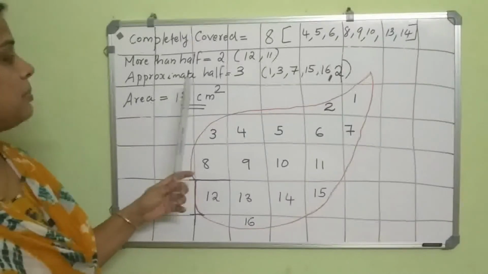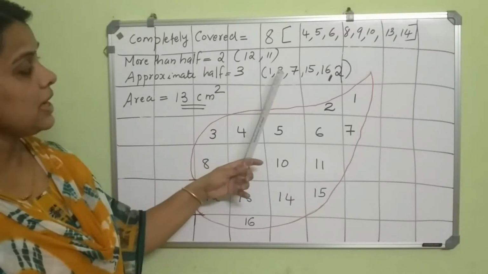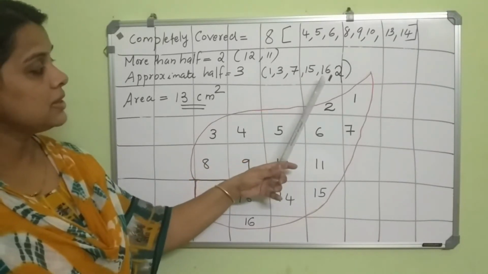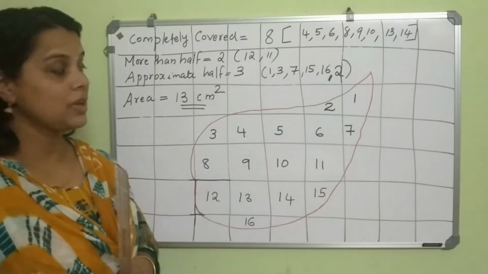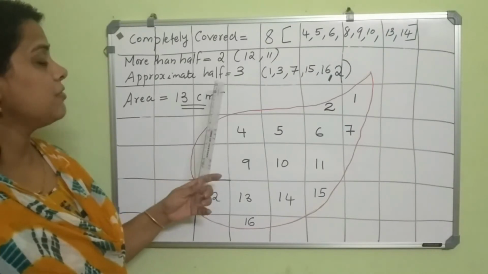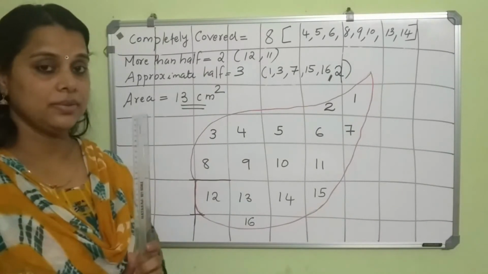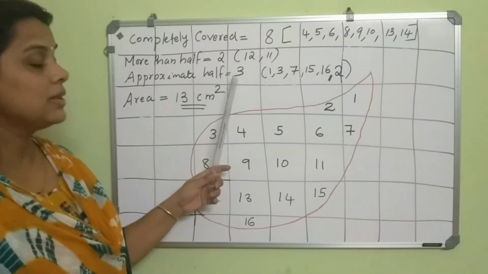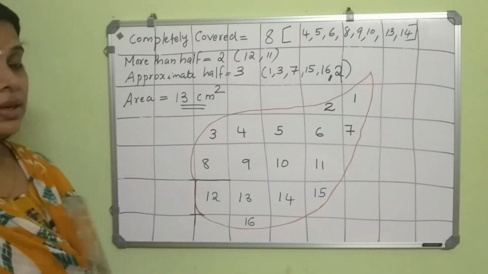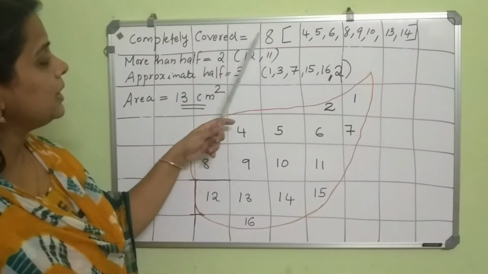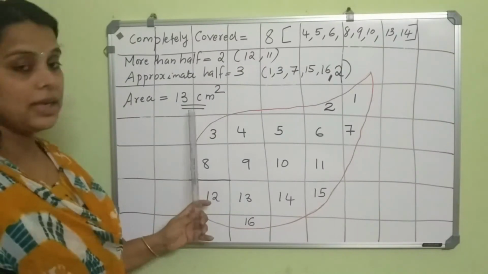Now approximate half covered. The squares are 1, 3, 7, 15, 16 and 2. Total they are 6 squares. We can consider these approximate half squares. 2 squares will make 1. Okay. So we have 3 squares. Avoid the less than half covered. So we need to find the total of this. 8 plus 2 plus 3, that is 13.